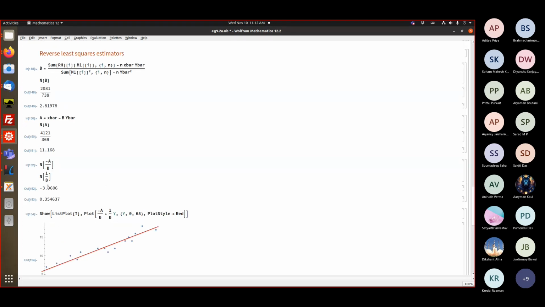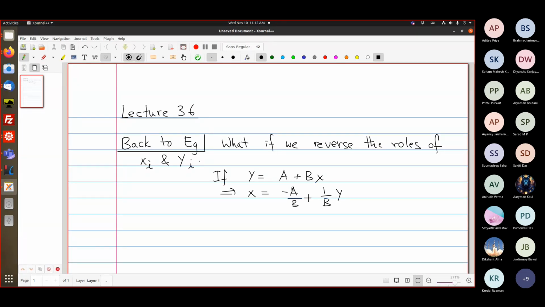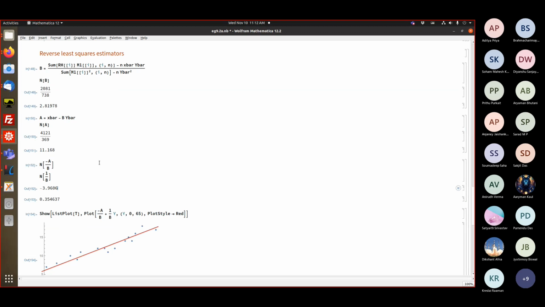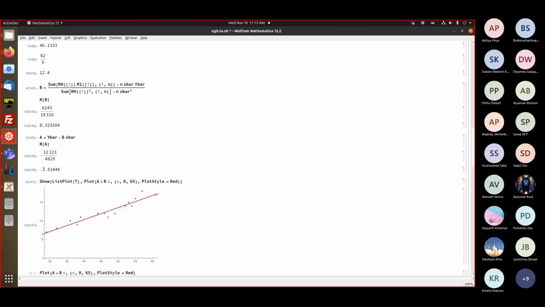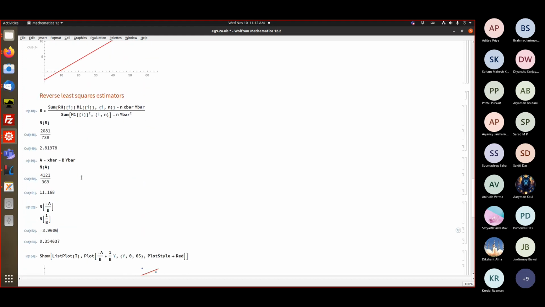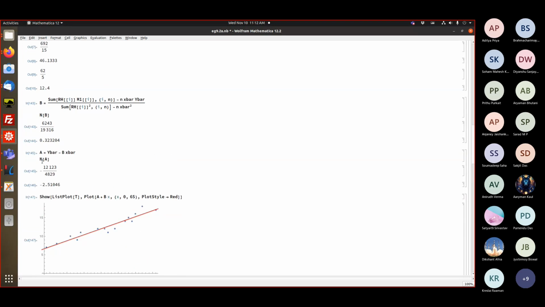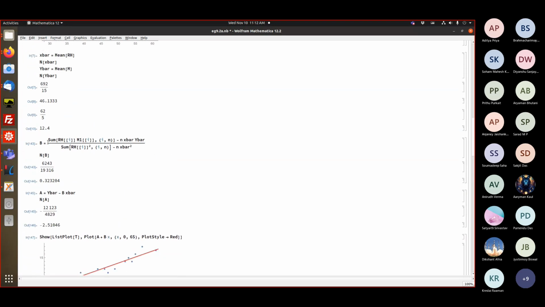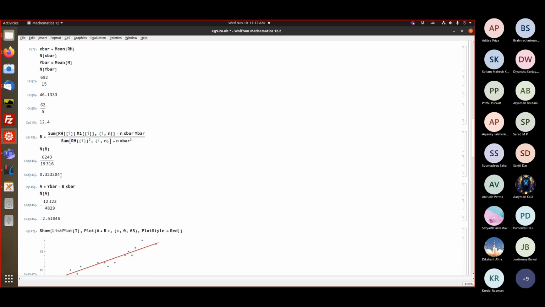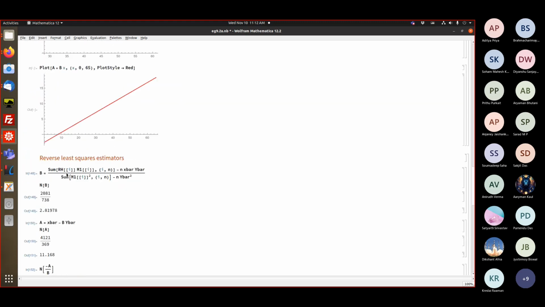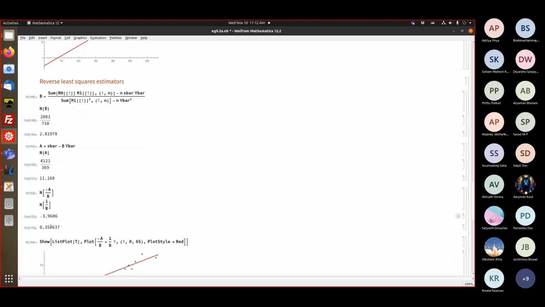But are these numbers the same? So these are my replacement for a and b. Right? So let's compare. Sorry, I should look at the old a. So the old a was minus 2.51 and the new a is minus 3.96. The old b is 0.323, and the new b is 0.354.